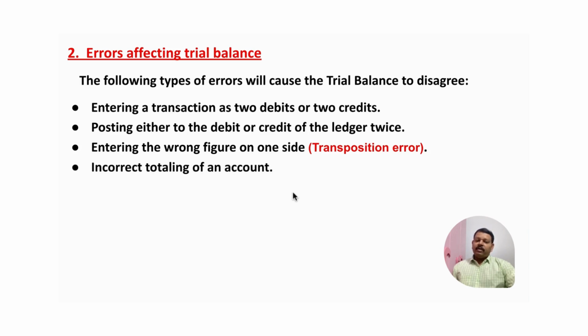Incorrect totaling of an account. When we total the debit side and credit side, if it is a wrong figure, that will affect the trial balance. Incorrect balancing of an account. Usually we balance by taking the side which is bigger, adding that side first, and subtracting from the shorter side. So if it is not correctly balanced, that will affect the trial balance.